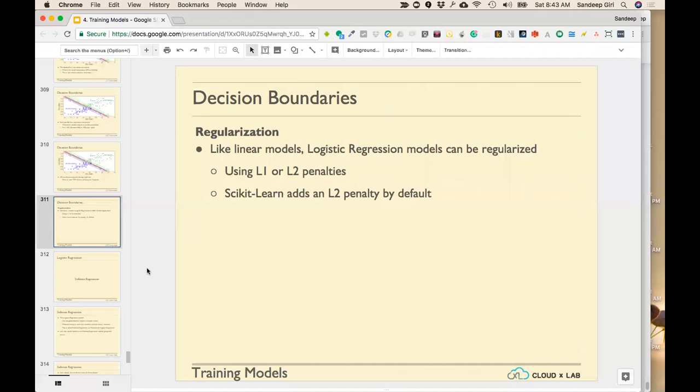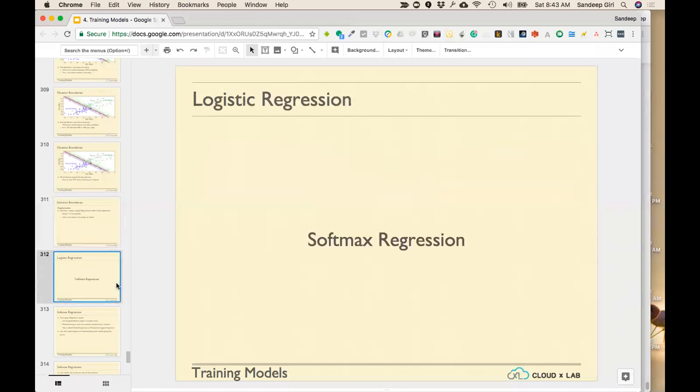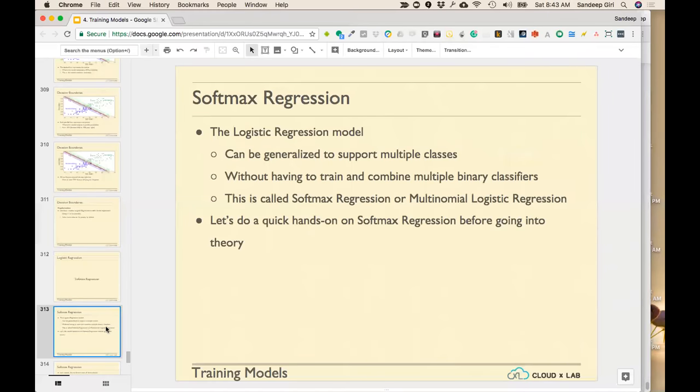All right, so that's the important part. That's what I was talking about in the beginning. The regularization remains basically the same way. By default, it's L2. You could also put L1.